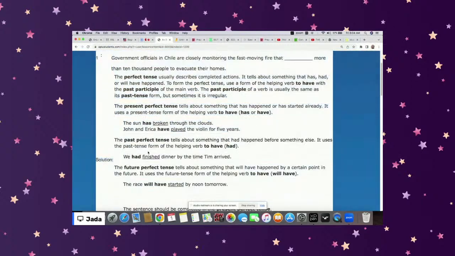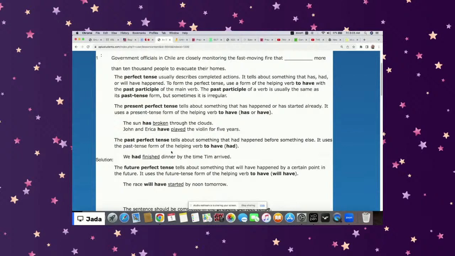Now we have the past perfect tense. The past perfect tense tells about something that had happened before something else. So for example, you can tell me about something that happened before the class right now, before we're having this class.